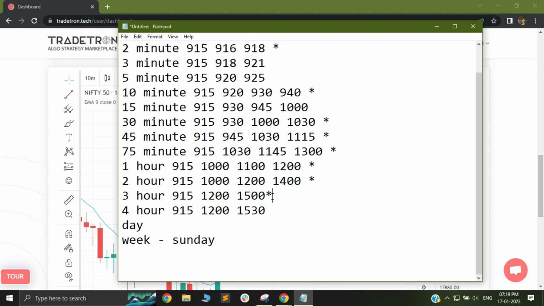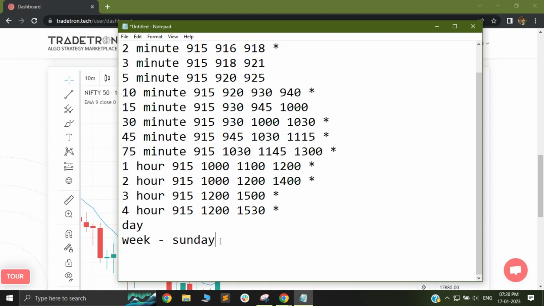3-hour candles will again be different. So they start at 9:15. The first one ends at around 12 o'clock, and then it will go to 3 o'clock as the next 3-hour candle. The 4-hour candle will also follow a similar pattern and thus not match charts. The day candle will be straightforward. I mean, it will work just normally.